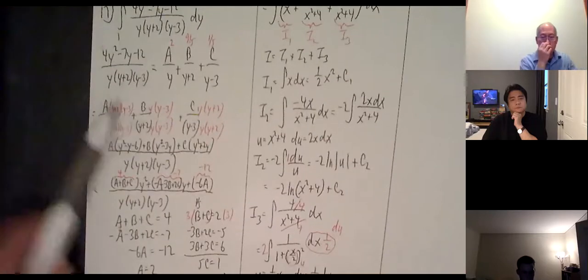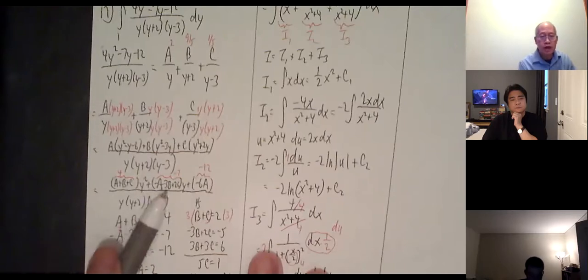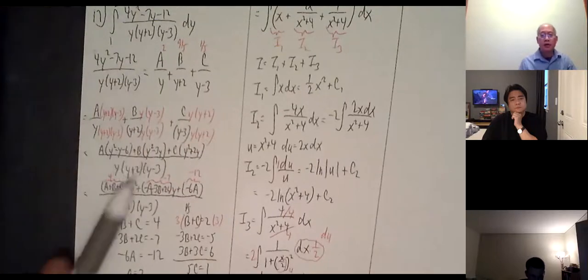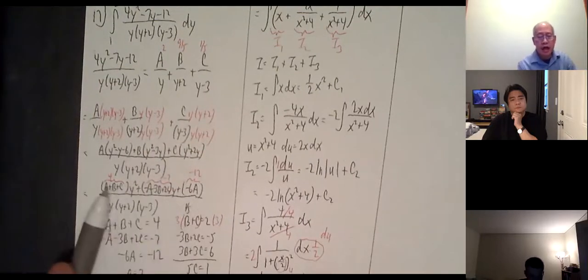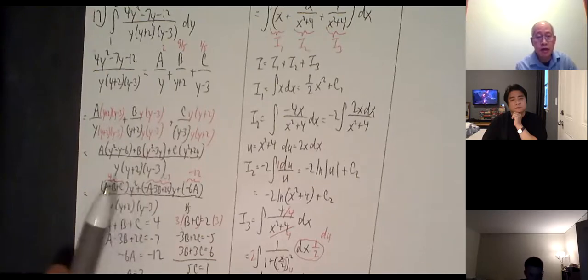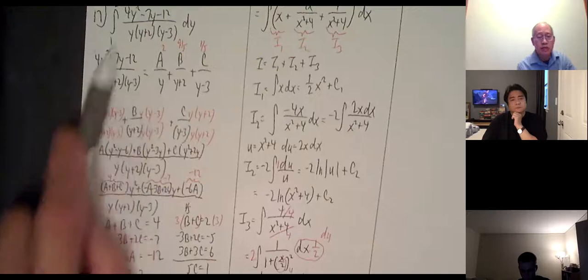Well, we can also take inventory. There's 1, 2, 3, 4, 5, 6, 7 terms. So this should have 1, 2, 3, 4, 5, 6, 7. Yeah, so that matches. All right, there we go. This big mess, a plus b plus c, y squared, plus, parentheses, negative a minus 3b plus 2c times y, plus a negative 6a, all over y plus 2, y minus 3. It has to equal this thing.